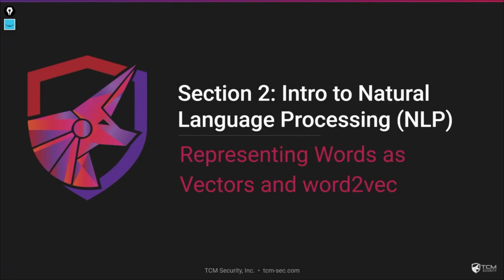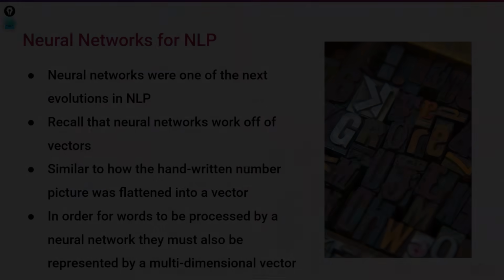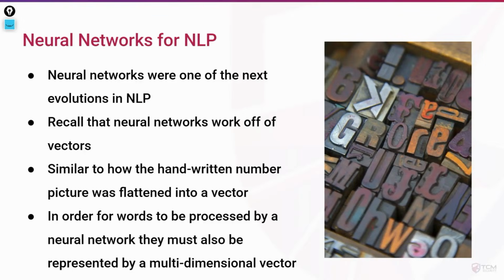In this lesson, we're going to learn about how words can actually be represented as vectors, and one of the early models to accomplish this, which was called Word2Vec. So in the last lesson, when we talked about bigrams, we were purely just using statistical probabilities for selecting words. There were no neural networks being used. However, neural networks were one of the next evolutions in natural language processing.